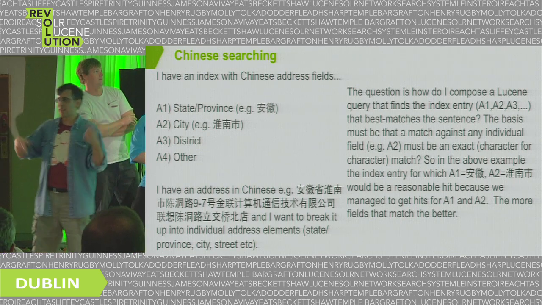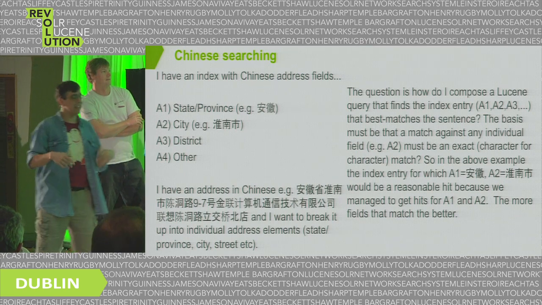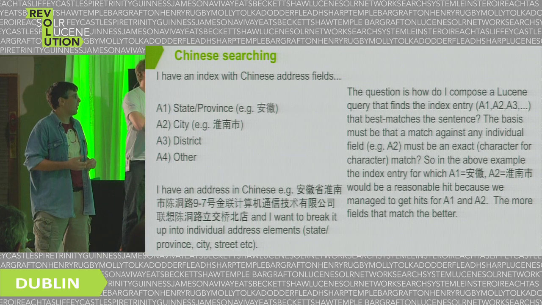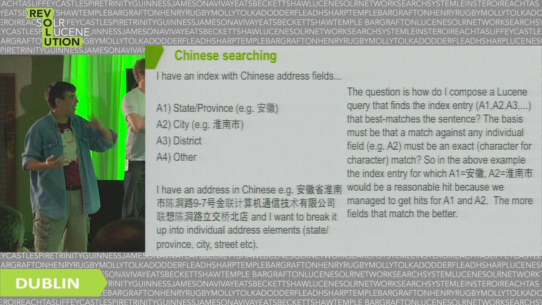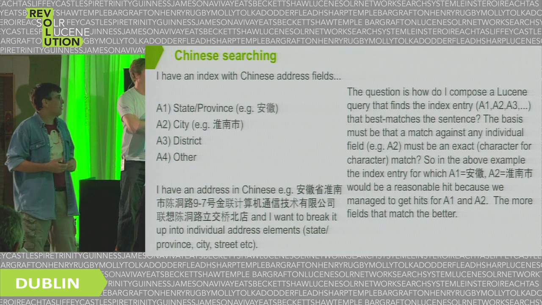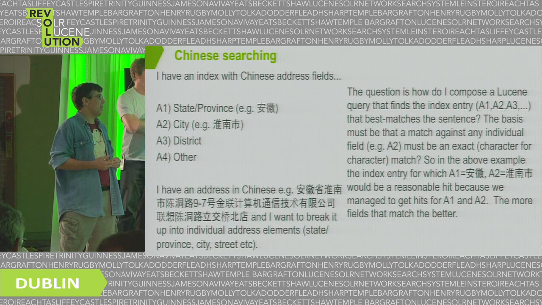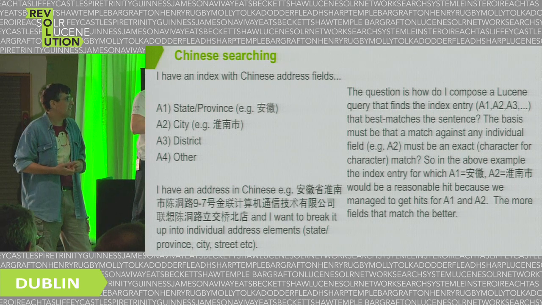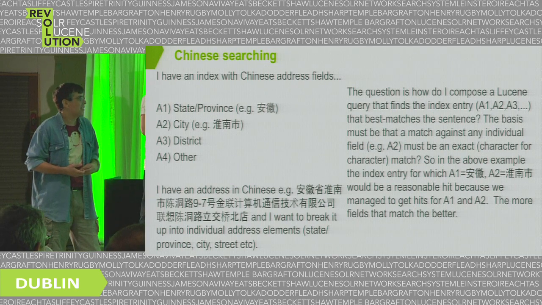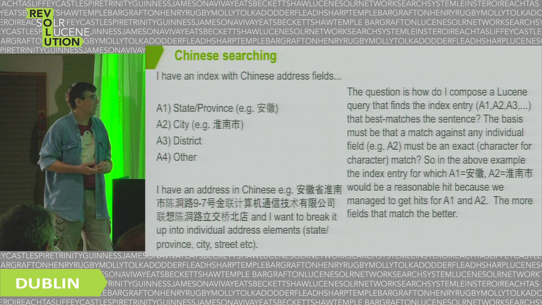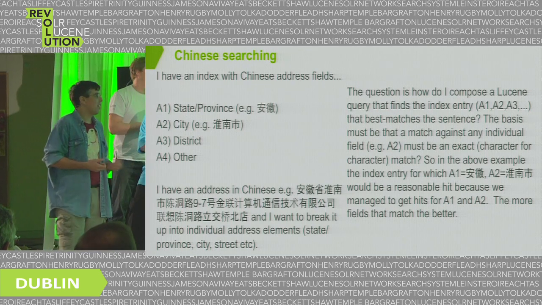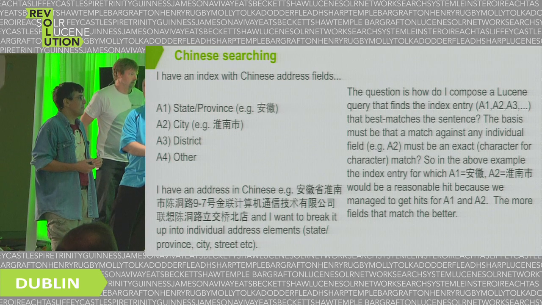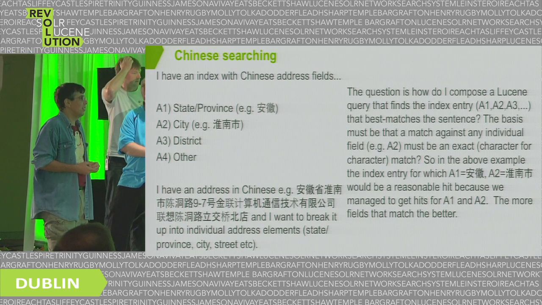I have an index with Chinese. I have to read it, so you have to bear with me while I read it out loud because this is a presentation. I have a mic, so that's what I do. I have an address in Chinese, and it looks like that. And I want to break it up into individual address elements. How do I compose a string query that finds the index entry that best matches the sentence? The basis must be that the match against any individual field must be exact. So in the example, the index entry for A equals something, and A2 equals something else, would be a reasonable hit.